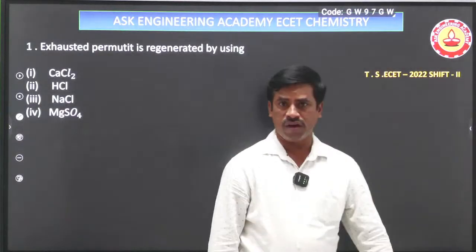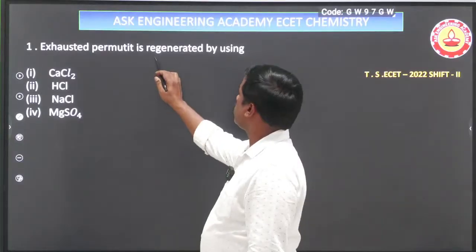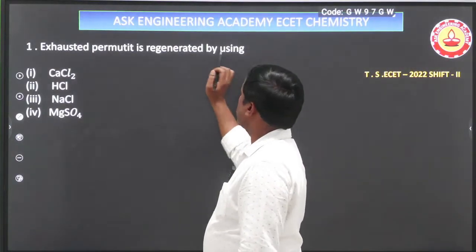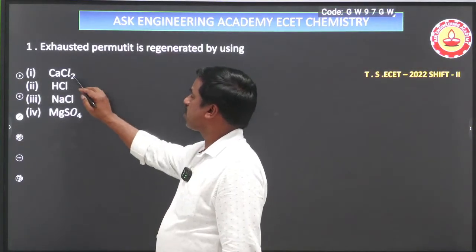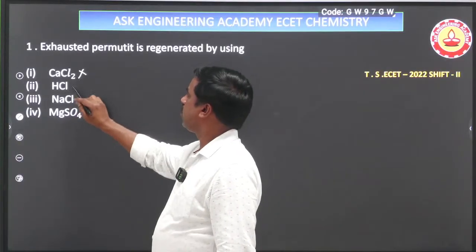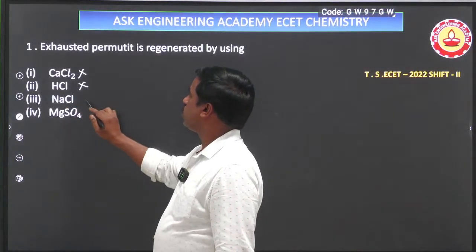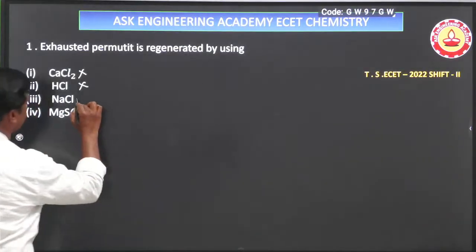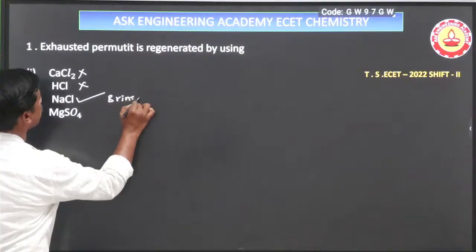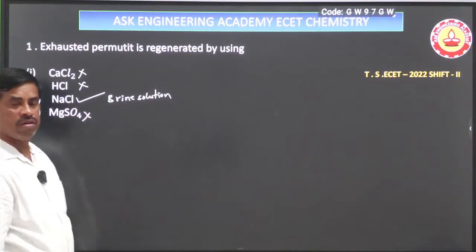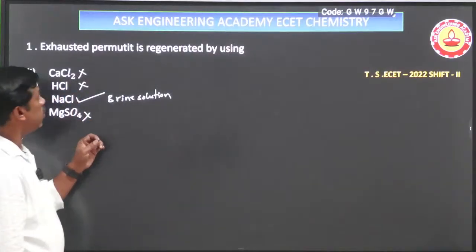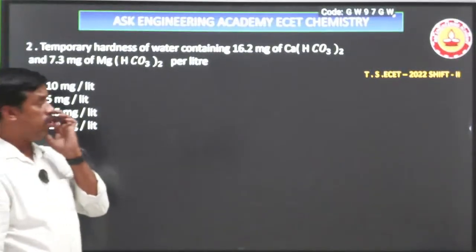Next question, exhausted permutit is regenerated by using of dash. This question is already explained in theory. What I given, brine solution I given. The given chemicals, what is brine solution? Calcium chloride is not called brine solution, and HCl is not called brine solution. Sodium chloride is called what more? Brine solution. This is the right option. This solution is used for the regeneration of this. These three are wrong options. This is the only right option. Exhausted permutit is regenerated by using of what more? Sodium chloride.